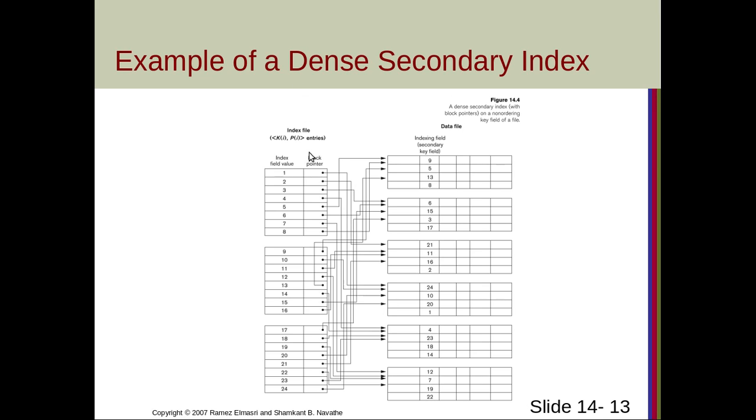See the second index. The second index is pointing to block number 3, and in that block you have a record which has the index key 2. And see, the third index value 3 is pointing to the second block, and in the second block you have a record which has 3 as the indexing field value. And like that, for every record there is an entry in the index file, and that's why this is a dense index file.